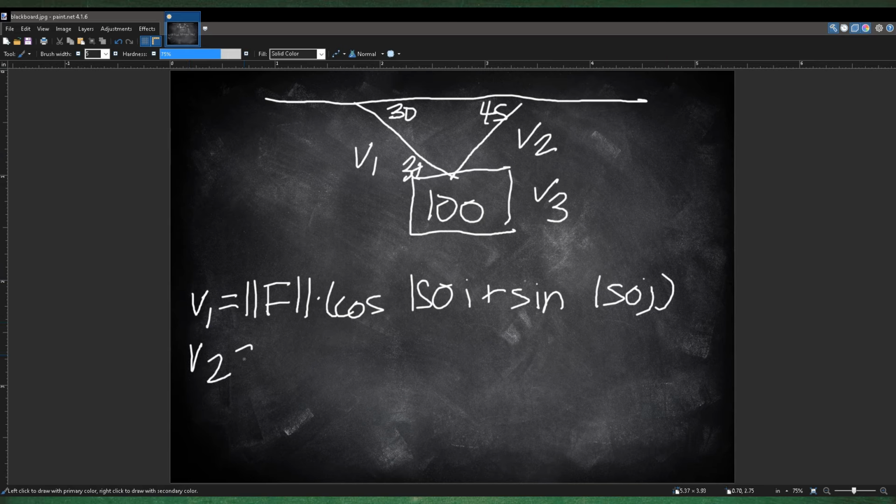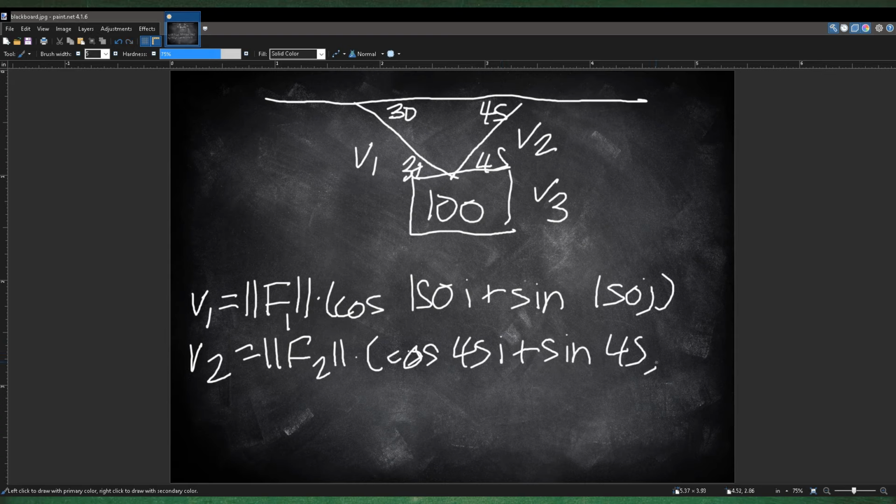And we have vector 2, which is force 2 times, that's 45 degrees right here. This is parallel. So we have cosine of 45 i plus sine of 45 j. And we have the third vector. This vector is basically gravity, so it's just pulling the box down. Since the box weighs 100 pounds, it's going 100 pounds down. So vector 3 is equal to negative 100j, right? Because you're just moving it down. So that's the basic general equations for these.